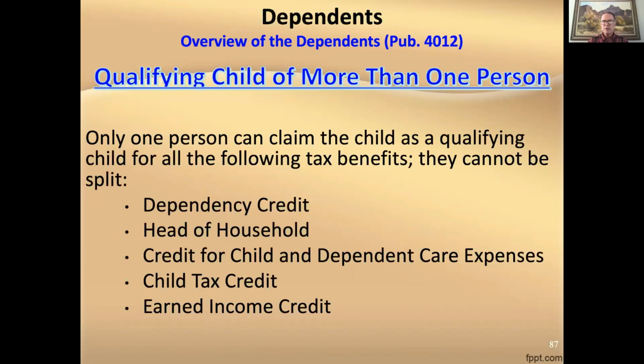Only one person can claim the child as a qualifying child for all of the tax benefits. The tax benefits cannot be split. So all of these credits go with that child and only one parent gets them.